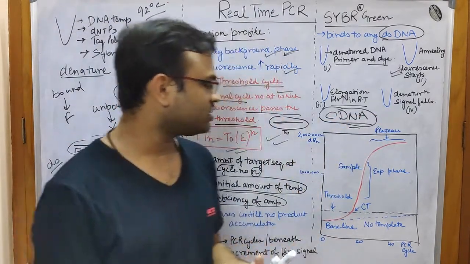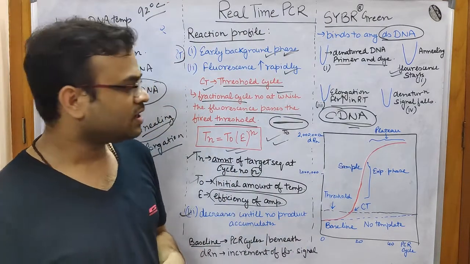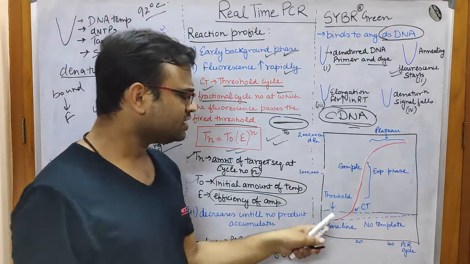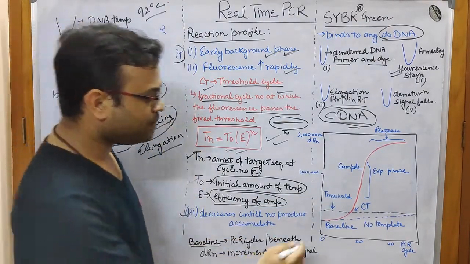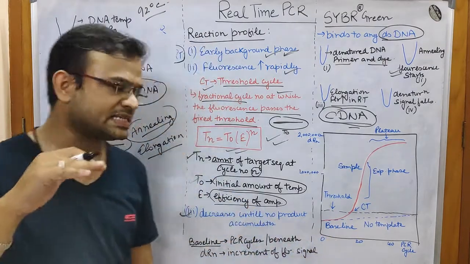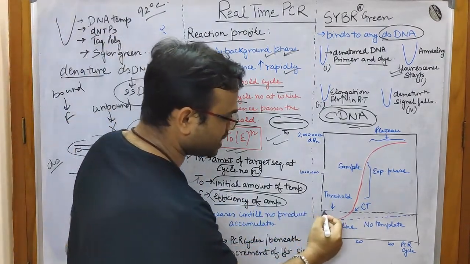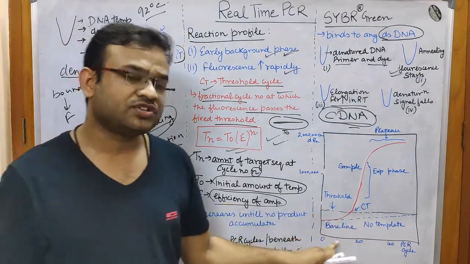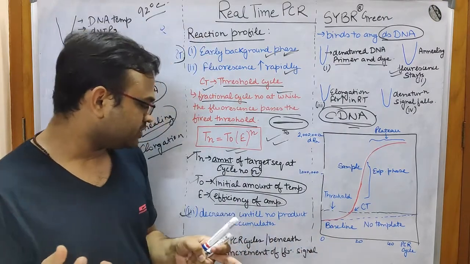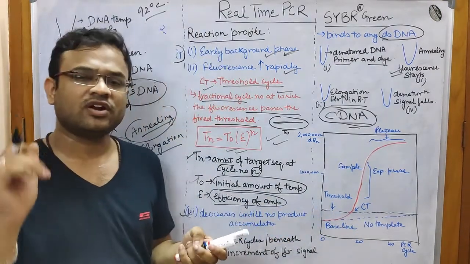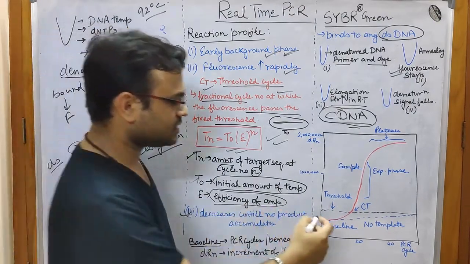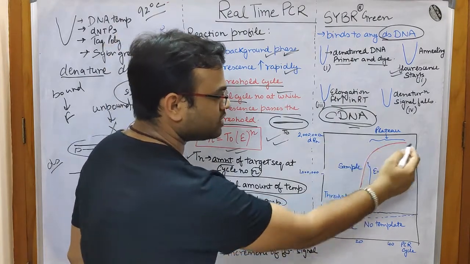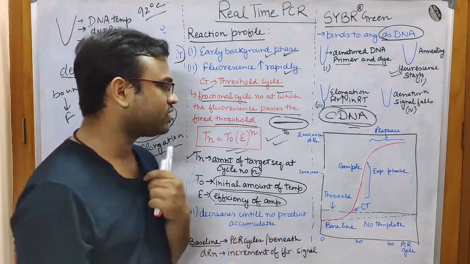Okay. In the last portion of this real-time lecture, I would like to introduce you to a graph. In this graph, as I've already told you, the baseline is described, and this is the threshold. So below the threshold you cannot detect the fluorescence. This is how the PCR proceeds, how the PCR reaction progresses.